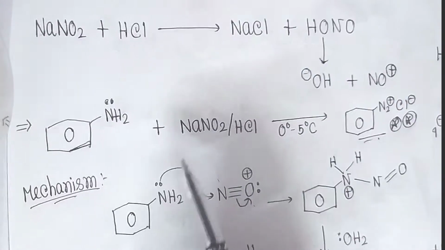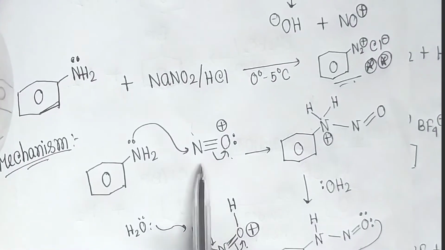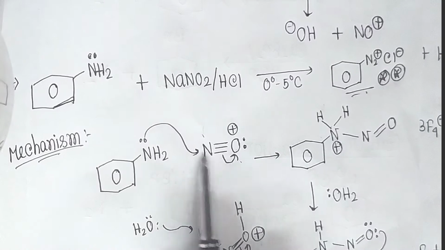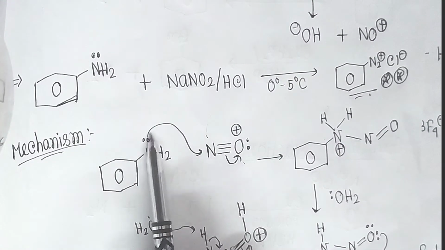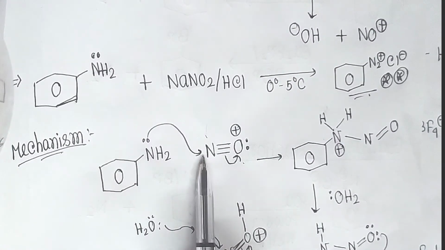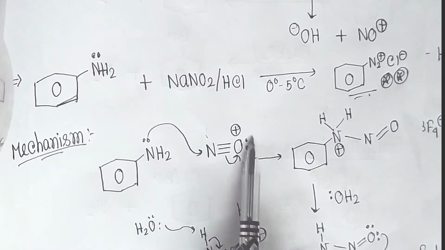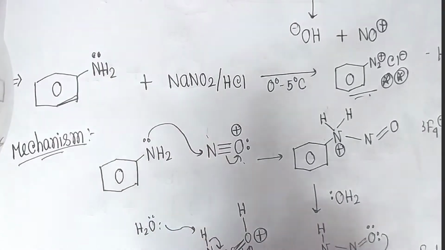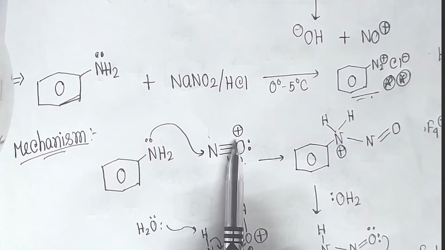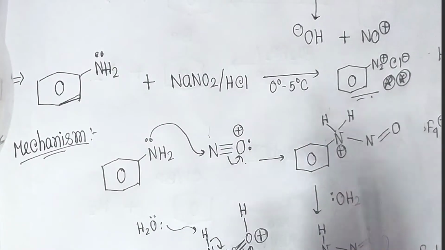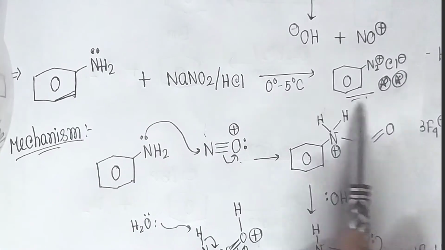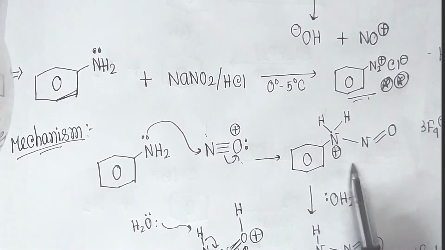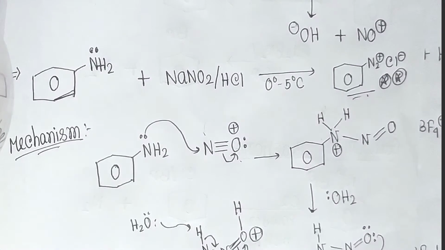Now when aniline reacts with it, you can see here, NO plus reacts with aniline. This lone pair of nitrogen attacks the nitrogen of NO, and this bond breaks to give the electrons to oxygen, because oxygen is not at all stable in this state. It has a plus charge. Now you would find this structure, right? Now the water has a lone pair.